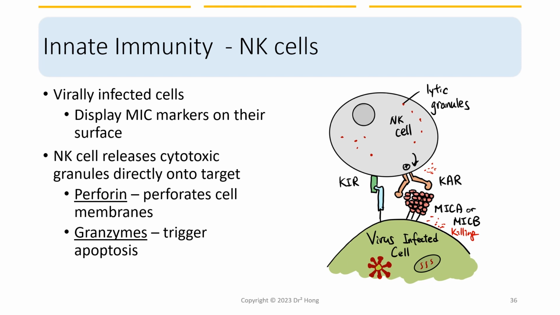So what are these granules? The first one is perforin. The name tells you it perforates. It perforates the cell membranes, meaning it creates a hole and triggers cell lysis. And the second granules that are released are called granzymes. These granzymes will trigger apoptosis, or programmed cell death, of the virally infected cells. The idea is to kill the cell so that the virus can no longer use host mechanisms to replicate.